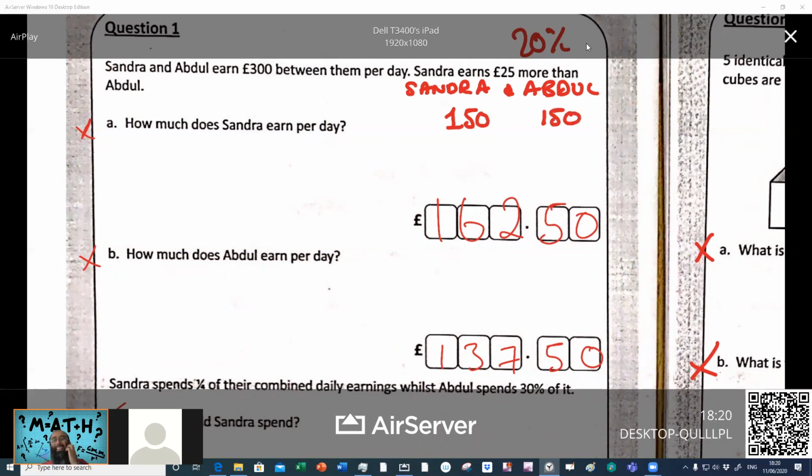And that will make £300. But it says that Sandra is earning £25 more. Now let me tell you a common mistake that students make. They take £25 off here and add £25 on here. Straight away you've made Sandra £50 more. You haven't made it £25 more. To make Sandra £25 more, you don't do this. This is the common mistake. You do this.